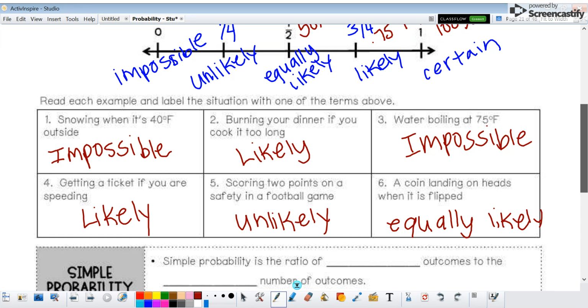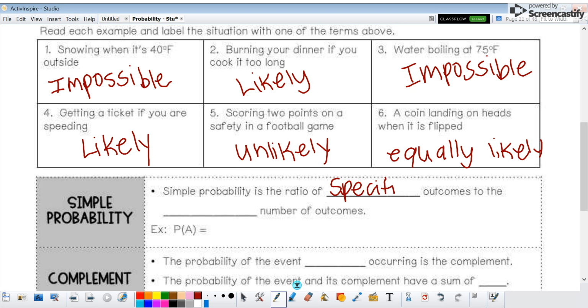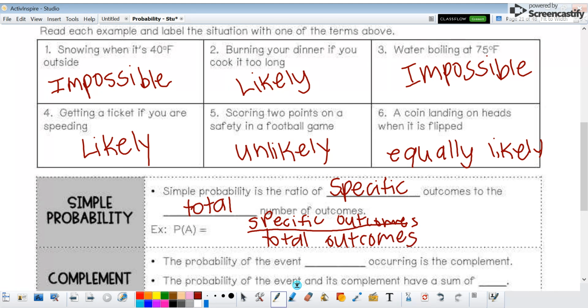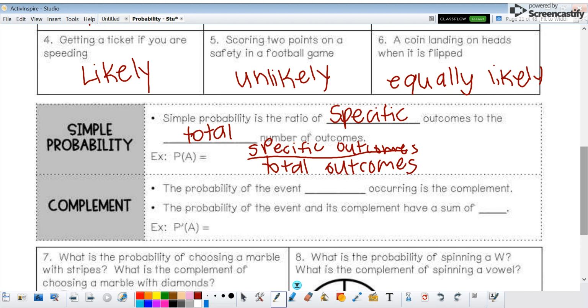All right, so simple probability is the ratio of specific outcomes to the total number of outcomes. Okay, and so the probability of an event, or the probability of A in this case, is going to be that specific outcome divided by the total outcomes. All right, and the complement of an event is the probability of the event not occurring. So the probability of an event and its complement will have a sum of 1. The probability of an event happening plus not happening will have to be equal to 1. So we denote it as P prime, so it's P with that little apostrophe, of an event is going to be the not A compared to the total.